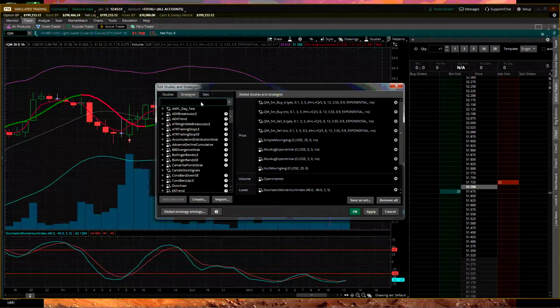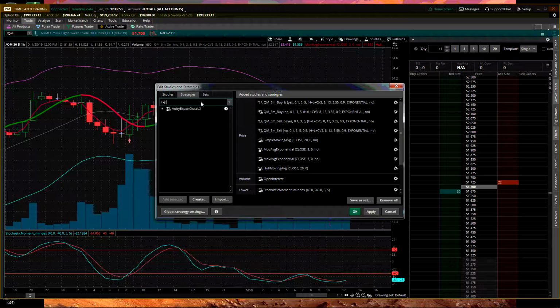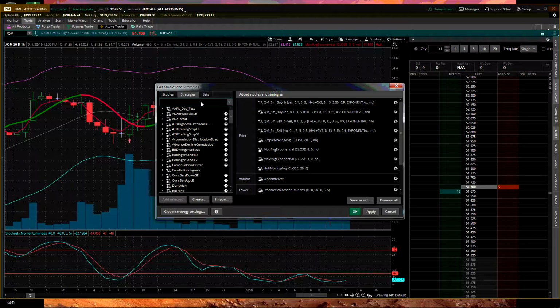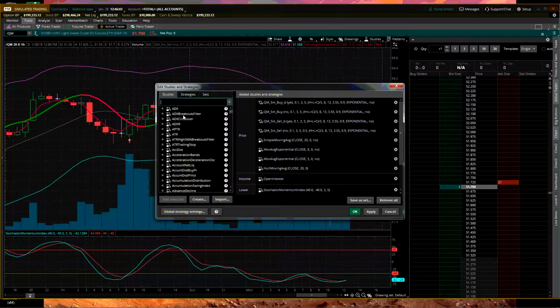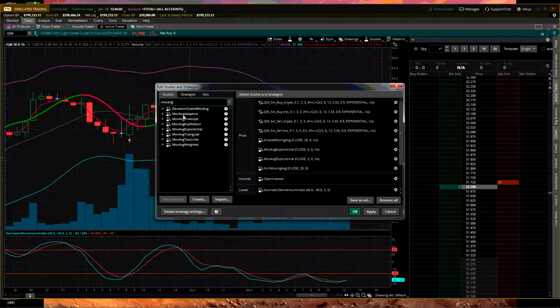Okay, obviously it's a strategy, not a study. Exponential moving average. Okay, it's still not giving me what I want. Let's see. I think it's called MOV average. There it is. It's called MOVAVG. This one right here. Moving average exponential. Highlight it, click add. It's going to be added over here.